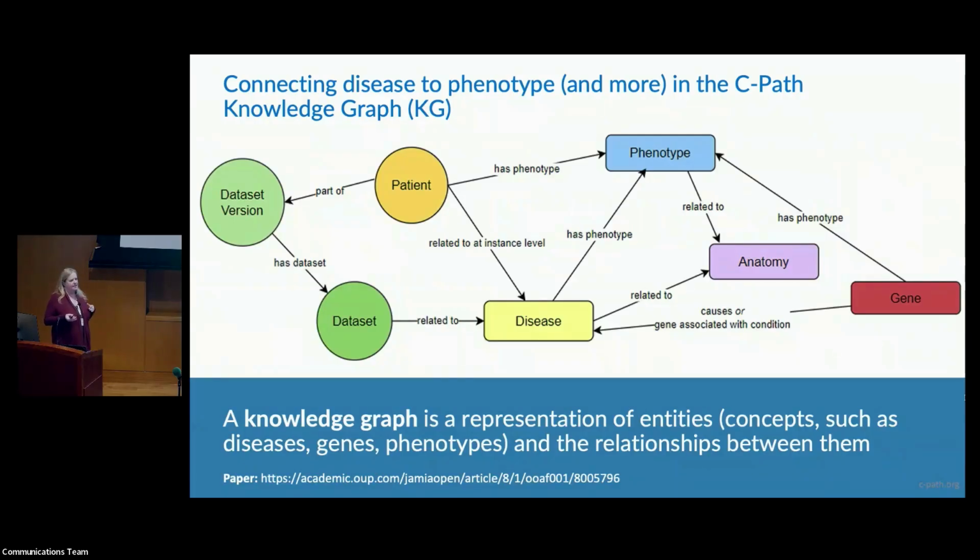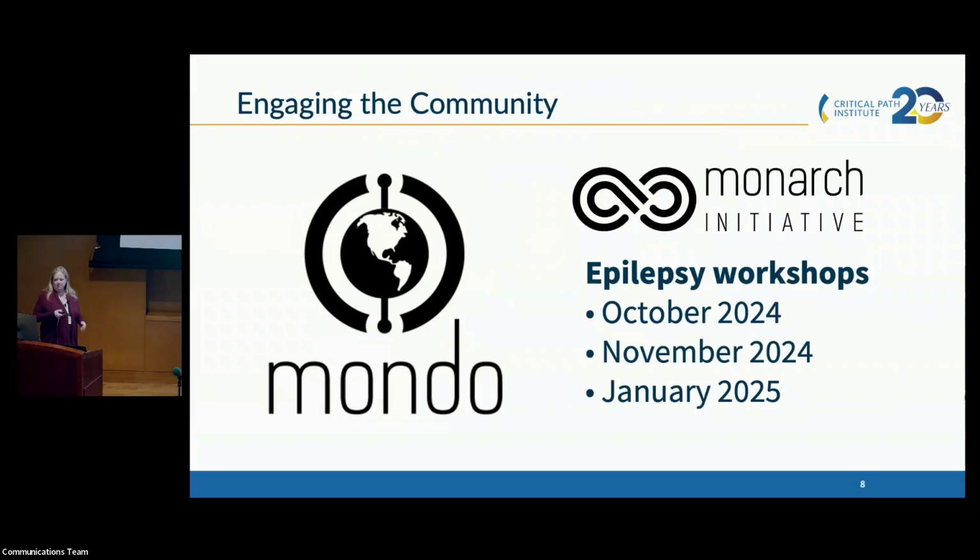So we are integrating this data. We are leveraging the Monarch knowledge graph, which Sabrina showed earlier, that connects disease information to phenotypes and anatomical entities and gene information. We're taking our patient data and integrating it into this knowledge graph so we can show these connections between this information that we are gathering from our different sources.